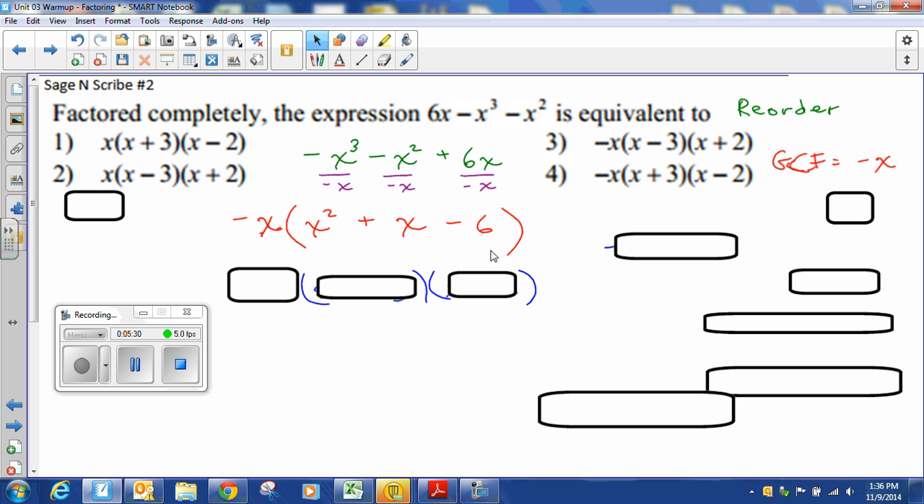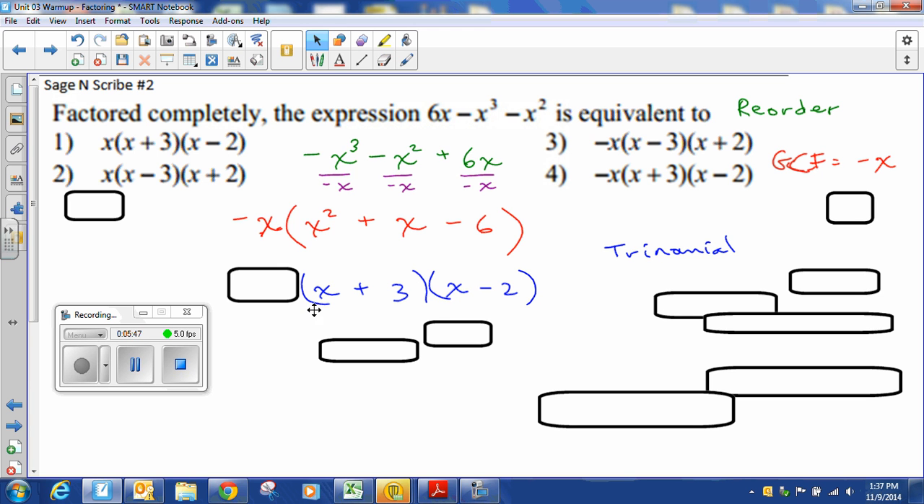Can we factor any more? Well, this looks like a trinomial. Let's see if we can find two numbers that multiply to give us negative 6 that add to give us 1. And yes, we do. We have 3 times negative 2. So our final answer is negative x times x plus 3 times x minus 2.